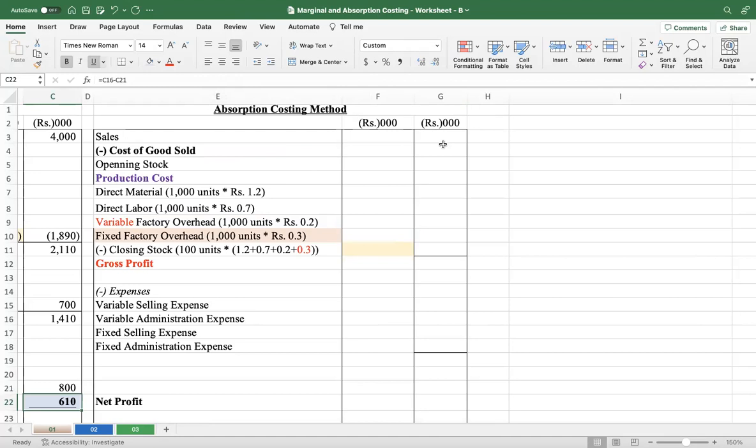Try to do this by yourself. Put sales and fill in whatever details you know how to fill correctly. Try to do it by yourselves, then I will do it.